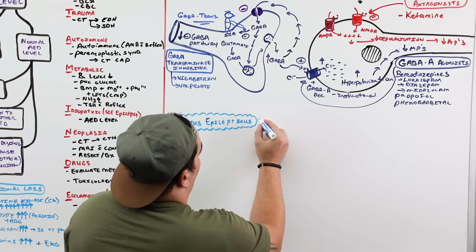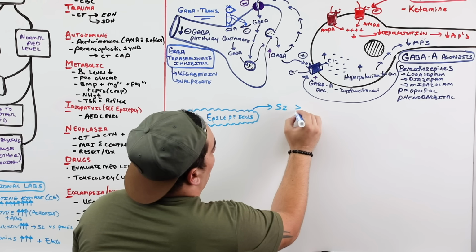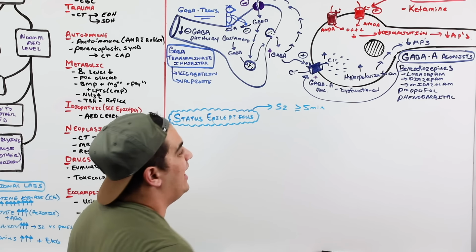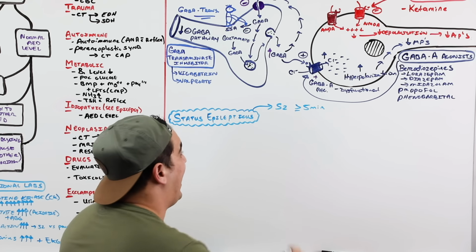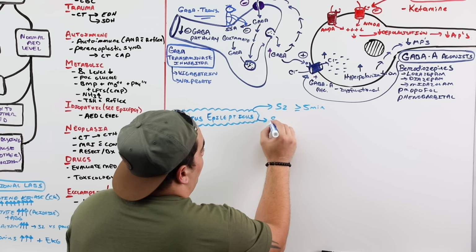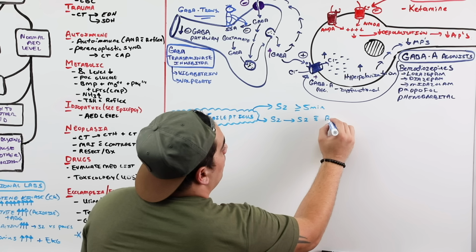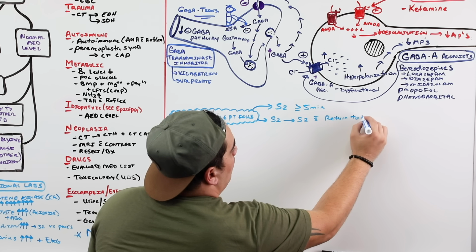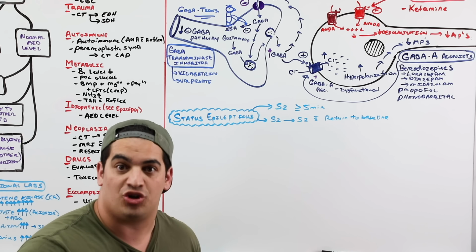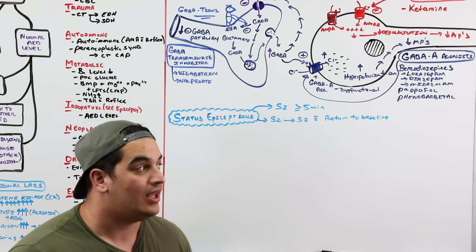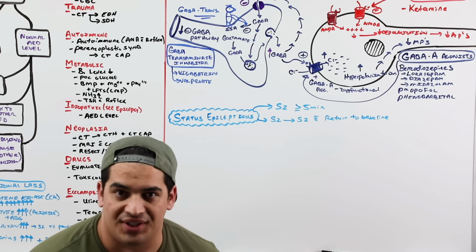Status epilepticus has two definitions, if you will. A seizure that's lasting greater than or equal to 5 minutes. That's a long time for that brain to be on fire, baby. We don't want that. Another definition is you have a seizure followed by another seizure without a return to baseline. You have a seizure after another seizure after another seizure with no return to baseline in between. That is status epilepticus. This is a neurological emergency.